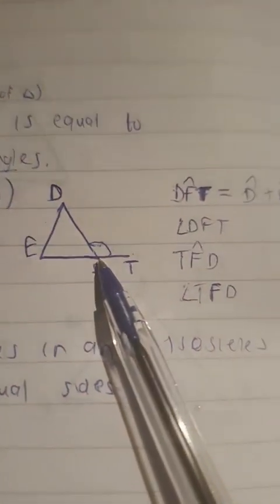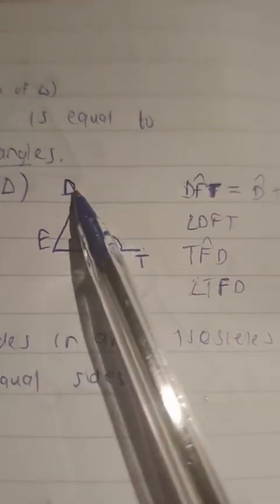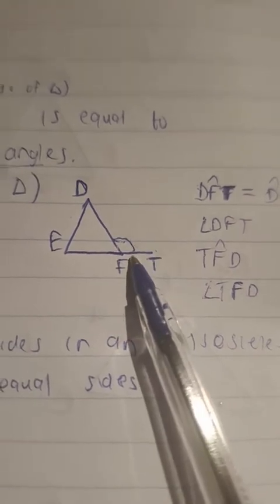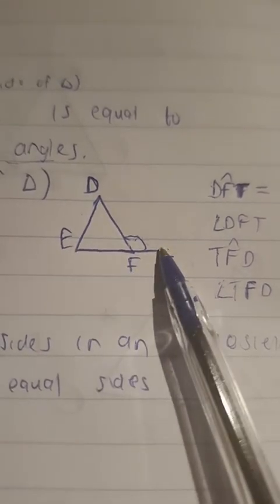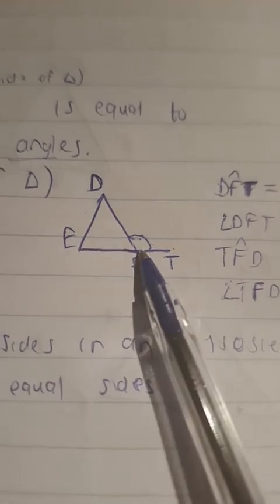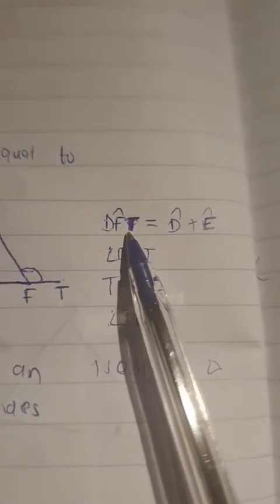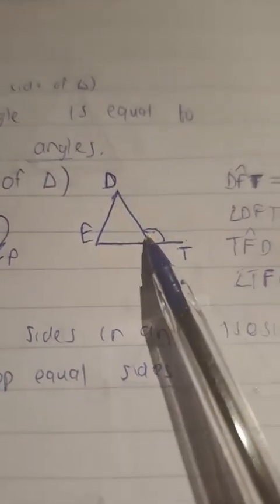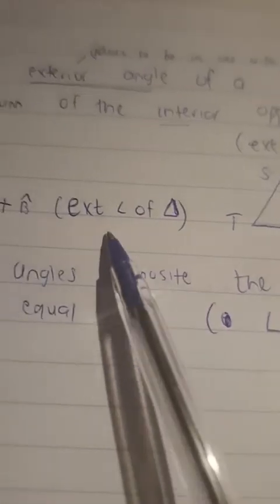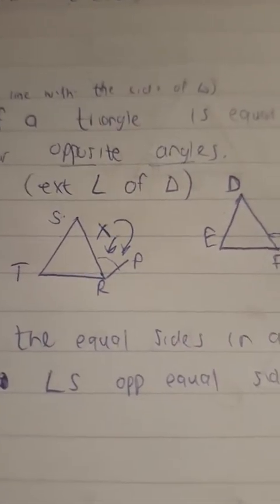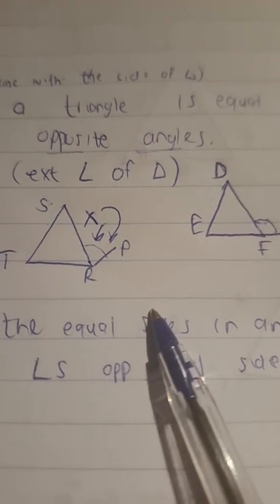In this diagram, remember this one, we said angle DFT is exterior. Why? Because it's in line with the side of the triangle. EF extends to T in the same line. Therefore, we can say angle DFT is equal to angle D plus angle E. Reason? Same reason: exterior angle of a triangle. No problem. But here, we run into a problem.